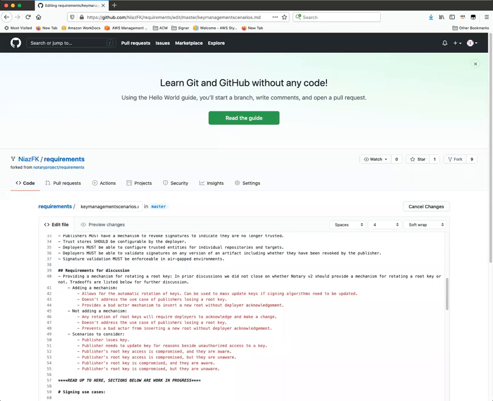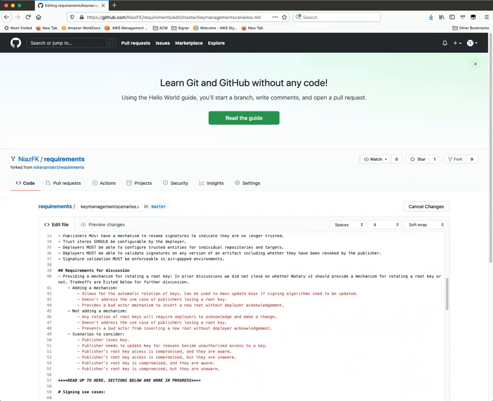Mm-hmm. From the TUF perspective, that's slightly different in the sense that pointing to where the signature or the key repository is kind of gives you that information. So I think those are things we want to call out. And the comment that I had in here was oriented more toward the idea that a root key itself should not be designating what the next root is, right?